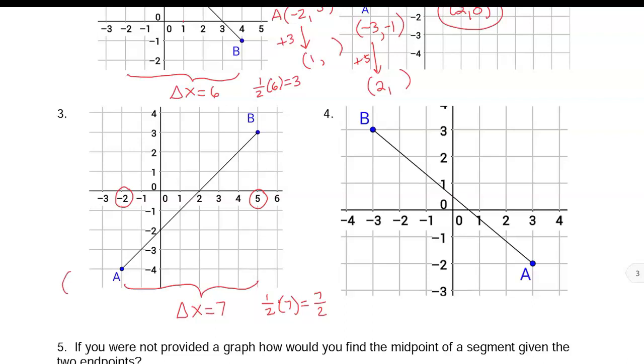A is the point negative 2, negative 4, and I'm going to add 7 halves, which is like 3.5, so I end up with like 1.5. So it'll be 3 halves for the x-coordinate of the midpoint, and 3 halves is right here, so that's at negative 1/2. So the midpoint is at 3 halves, negative 1/2.